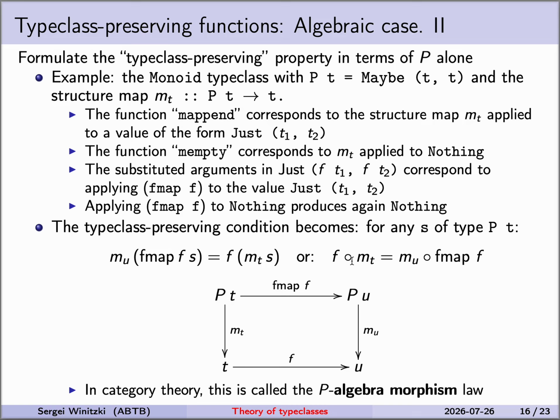You can write this in a point-free style like this, and you can illustrate that by a type diagram where I say we begin here. This is an arbitrary value s of type pt. Then I can apply fmap f to that value, I get pu. Then I apply mu, I get a value of type u. Or I can first apply mt to get a value of type t, and then I can apply f. And that should be equal. So starting from any value of type s here, applying these functions and coming here, should give me the same value of type u, no matter in which way I arrive.